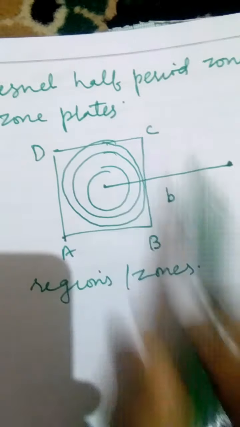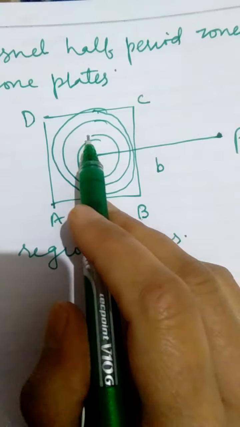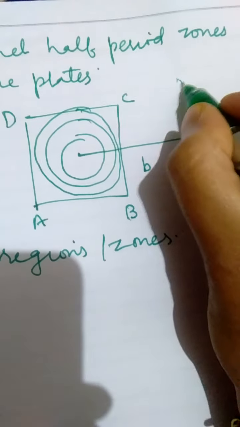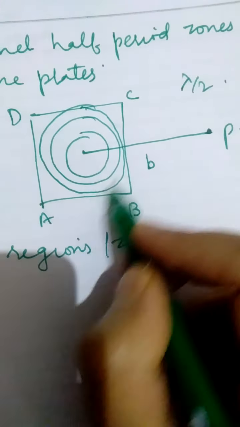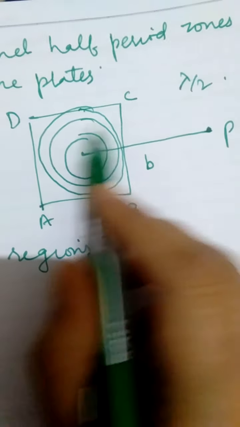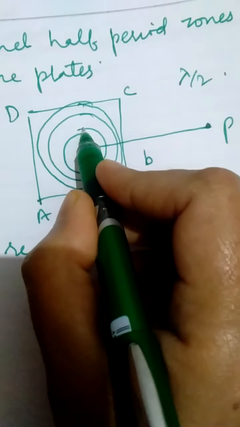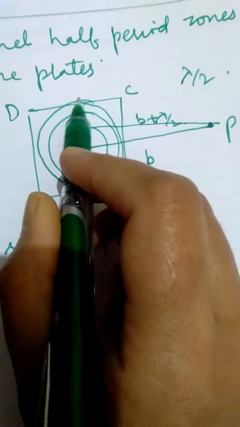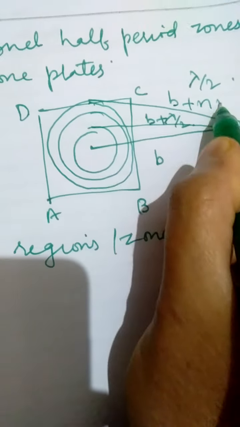Now why are these called half period zones? The reason is that the path difference between any two waves that move from adjacent zones is lambda by 2. That means these zones are to be so constructed that the path difference between any two waves that come from the adjacent zones should be lambda by 2. That means if this distance is b, this should be b plus lambda by 2. And for any nth zone, this distance should be b plus n lambda by 2.